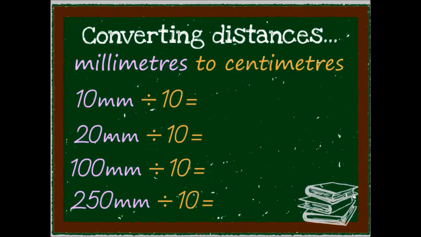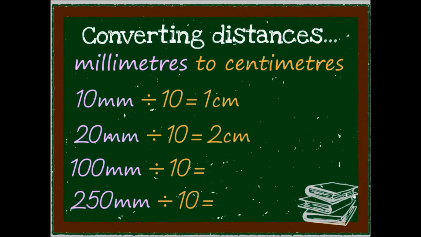When I have many millimeters, I can change them into centimeters. For every 10 millimeters, it is 1 centimeter. And I can calculate it by dividing by 10 to get the centimeters. I divide every 10 millimeters by 10 to find a centimeter. So 10 millimeters gives me 1 centimeter.